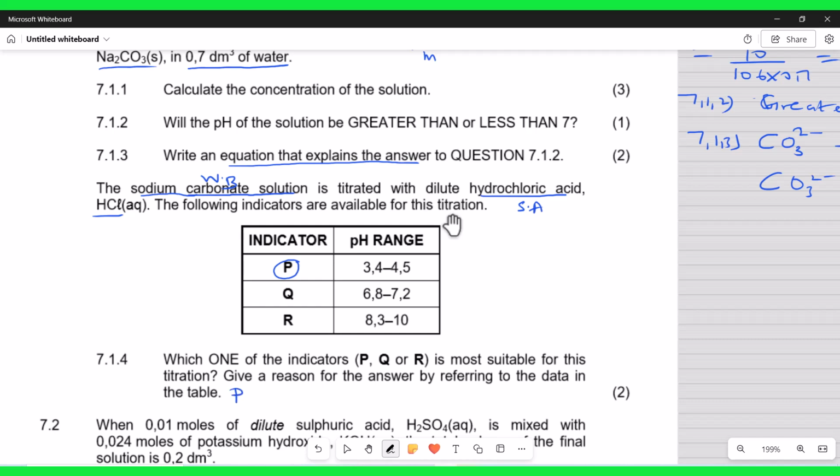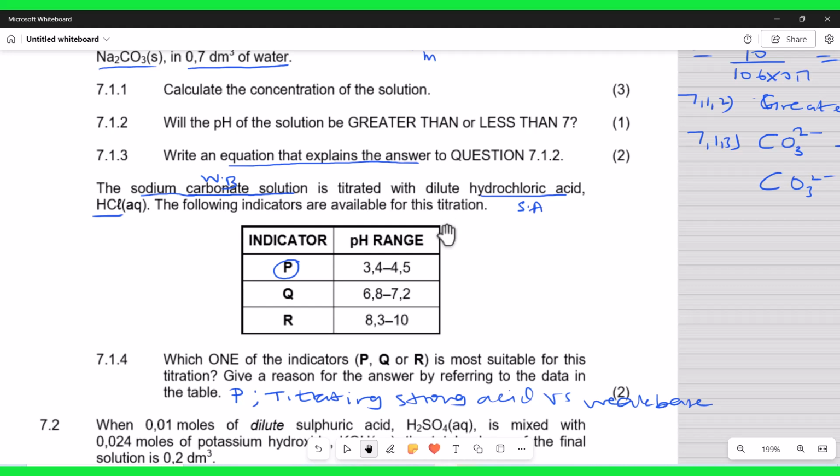Indicator P. Give a reason for your answer. Because we are titrating a strong acid versus a weak base. So that's why our equivalence point will be lower than 7. That's why we choose that one there.